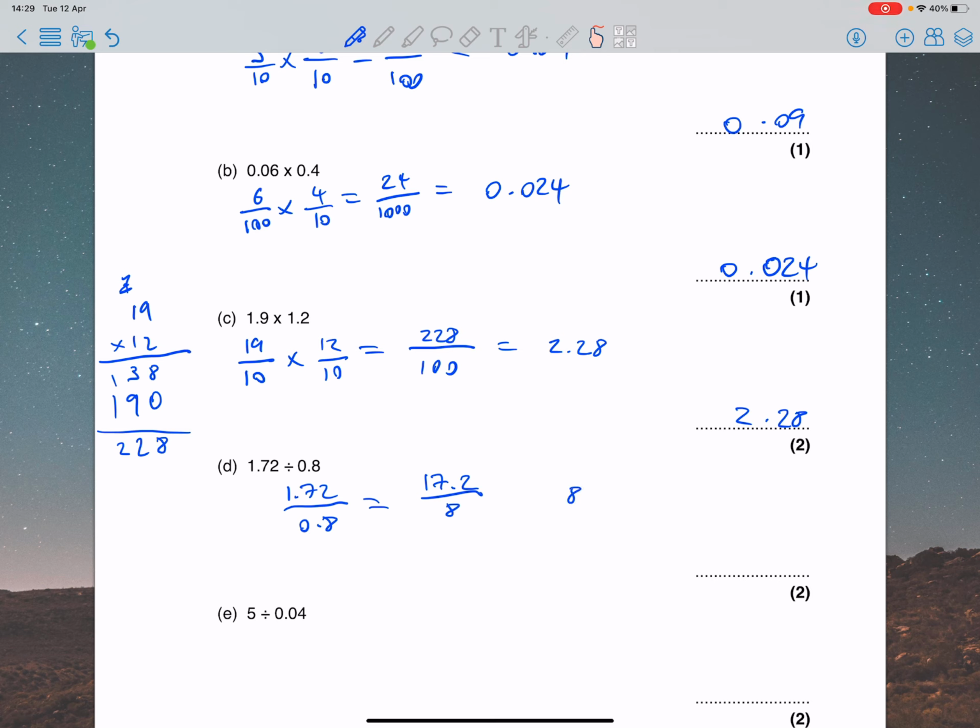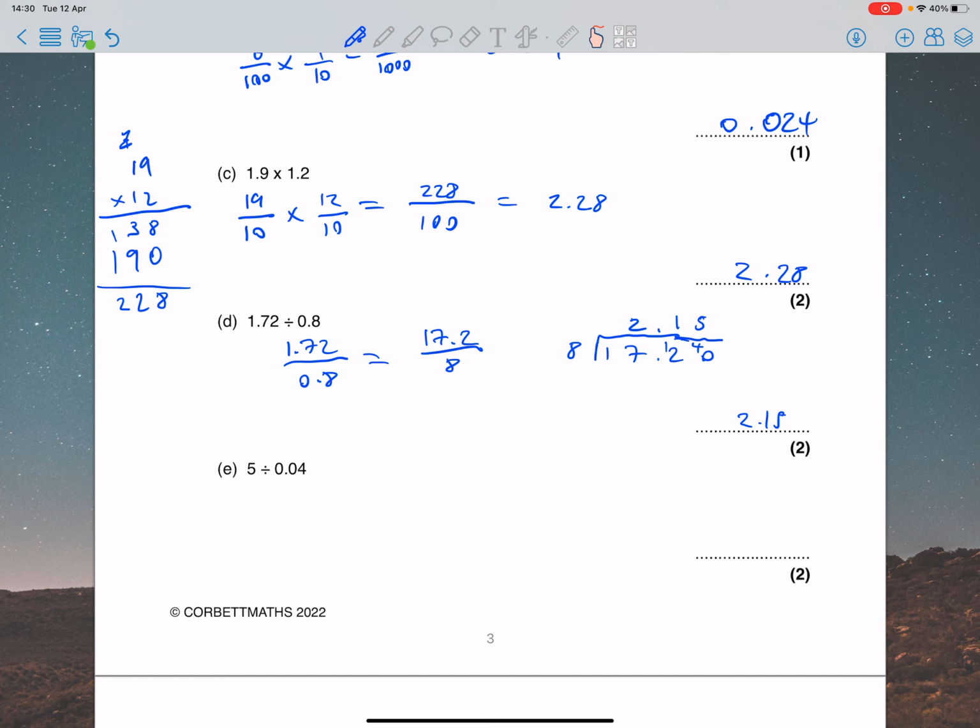So we do 8 into 17.2. So 8 into 1 doesn't go. 8 into 17, though, goes twice, and the remainder is 1. Remember to put the decimal point above. 8 into 12 goes in once, and the remainder is 4, so we put the 4 next to a 0. 8 into 40 goes 5 times, so the answer is 2.15. It's the same answer as what it would have been for 1.72 divided by 0.8.